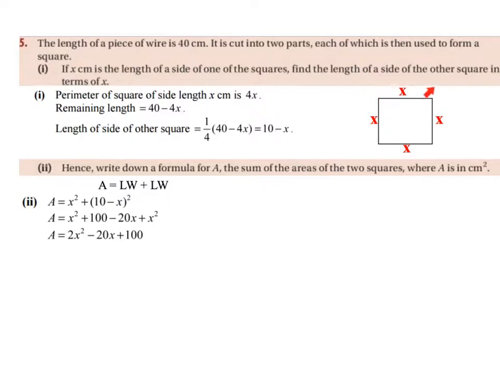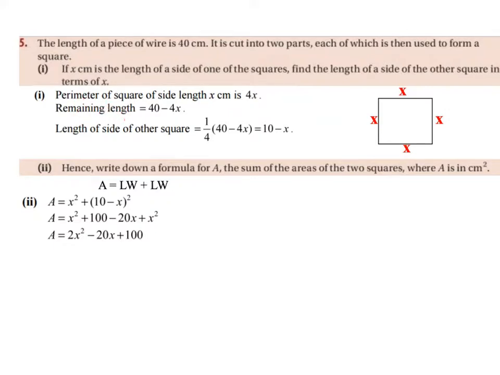So if we draw out a square and we label one of the sides as x, because they tell us in the question x centimeters is the length of a side of one of the squares. Well, if this side is x centimeters, then the other three sides are also x centimeters. And x plus x plus x plus x is 4x. So the perimeter of the square of side length x is 4x centimeters. So the perimeter of this particular square here is 4x.